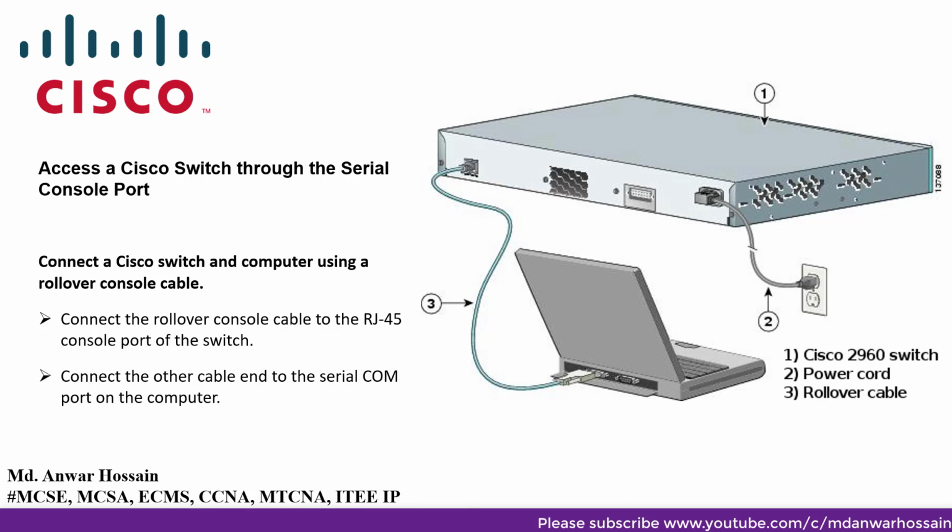Access a Cisco switch through the serial console port. You can see the picture where I have shown how we can connect a switch using a console port to a computer. So what you need to do? First, you need to connect the Cisco switch and computer using a rollover console cable. Connect the rollover console cable to the RJ45 console port of the switch, you can see. Then connect the other cable end to the serial COM port on your computer.